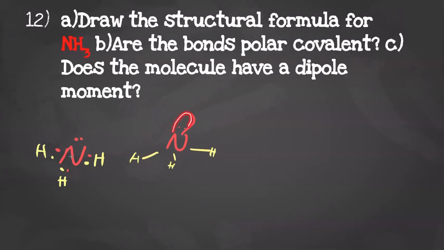However, this lone pair is going to be stronger than the remaining force that's up from the hydrogens pulling down. So in this case, we are going to have a polar molecule. And because of that, we're going to have a dipole moment, and it's going to be pointing towards our lone pair.